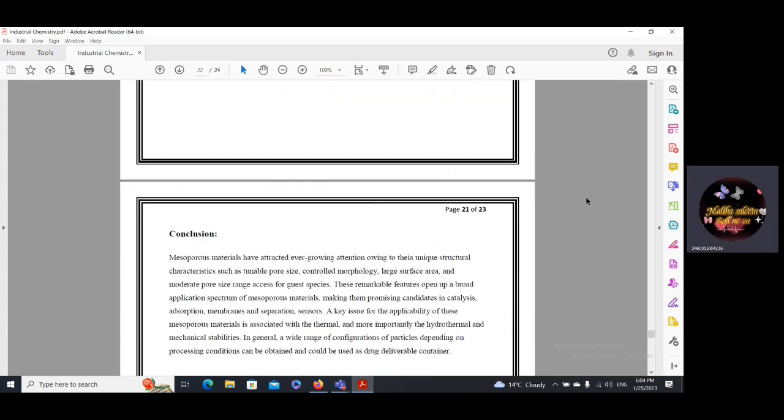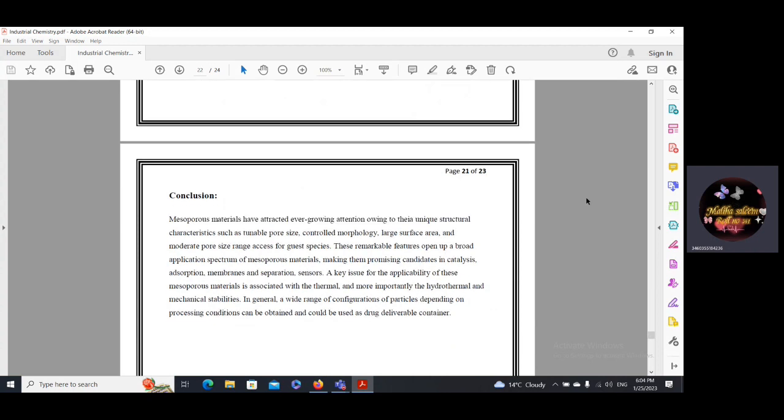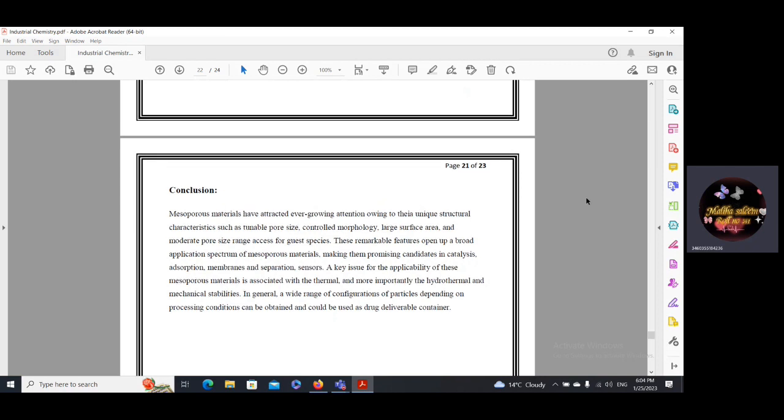Then conclusion. Mesoporous materials have attracted ever-growing attention owing to their unique structural characteristics such as tunable pore size, controllable morphology, large surface area, and moderate pore size range accessible for guest species. These remarkable properties open up a broad application spectrum of mesoporous materials, making them promising candidates in catalysis, adsorption, membranes, and separation sensors.